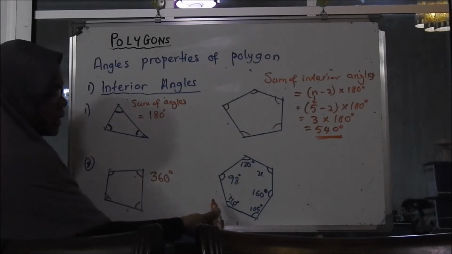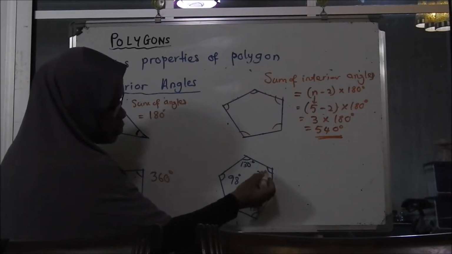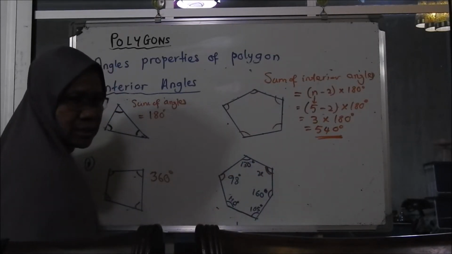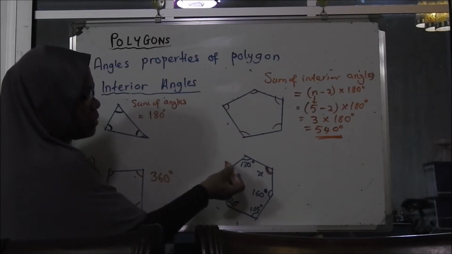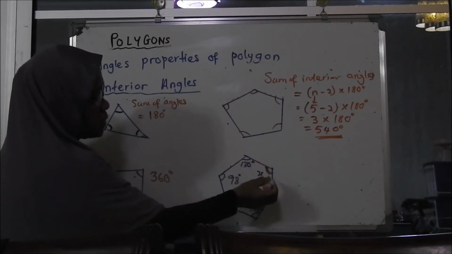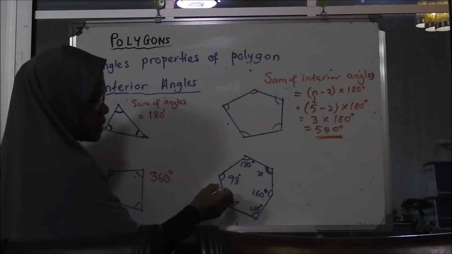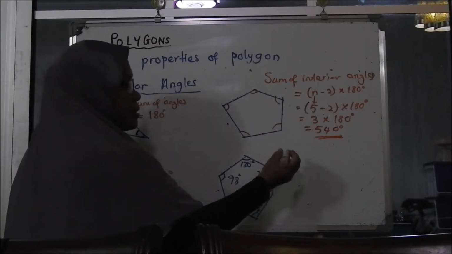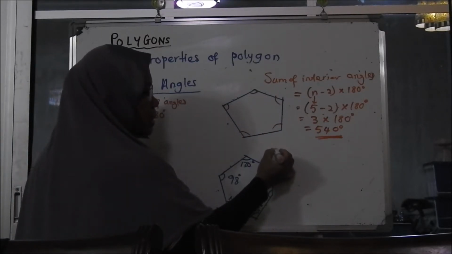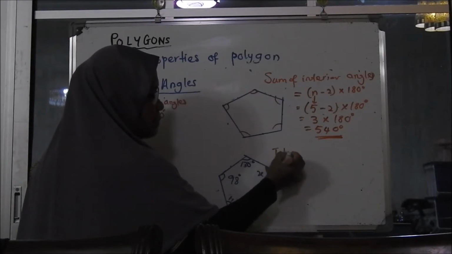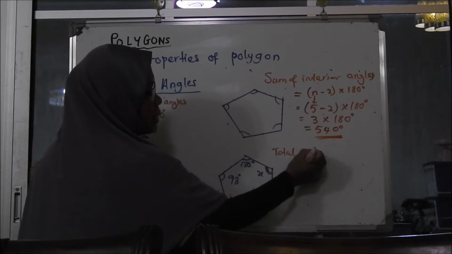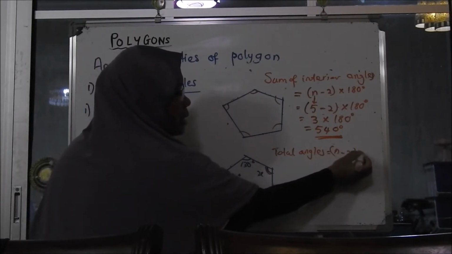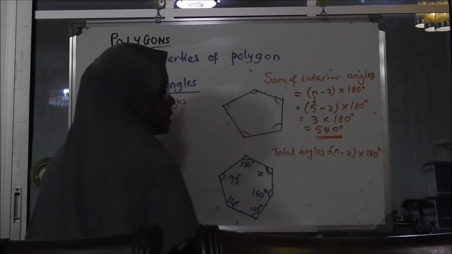Now, let's say example here. You are asked to find the value of x, this one. But you don't know what is the total angle for this. Now, you have to count the number of sides. 1, 2, 3, 4, 5, 6. Use the formula first before you find x. Find the total first or the sum. Sum of angle or the total angle. The total angles are equal (n minus 2) times 180 degrees.